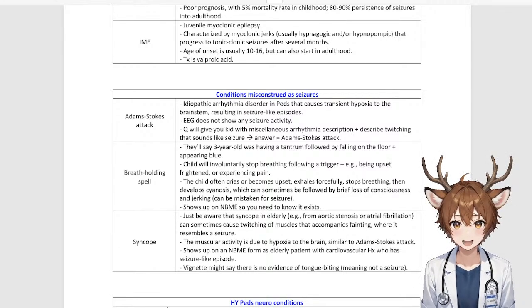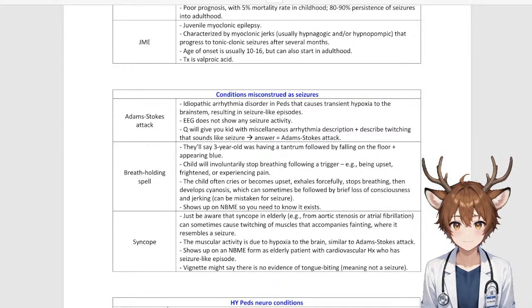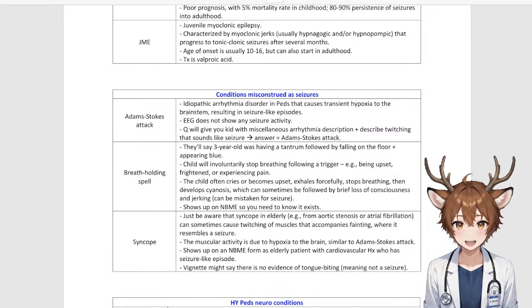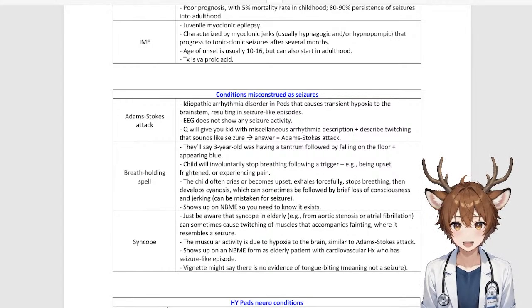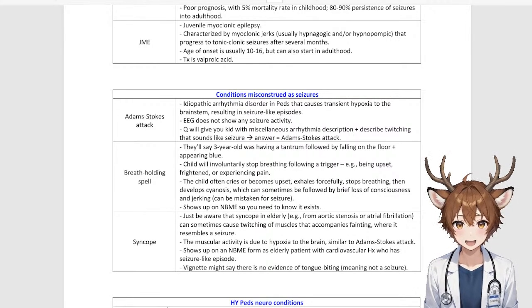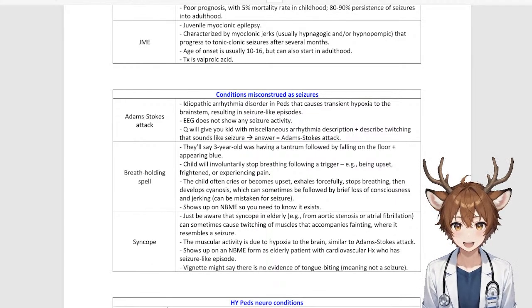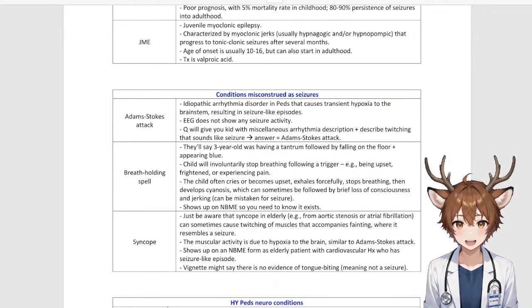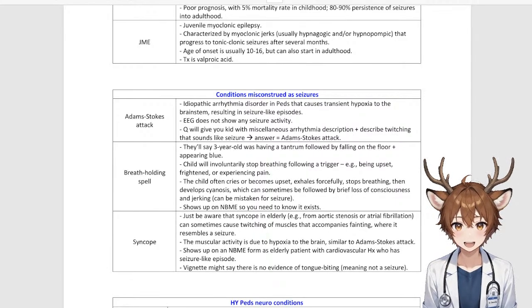What about breath holding spell? They'll say a 3-year-old was having a tantrum followed by falling on the floor plus appearing blue. The child will involuntarily stop breathing following a trigger, that is to say being upset, frightened, or experiencing pain. The child often cries or becomes upset, exhales forcefully, stops breathing, and then develops cyanosis, which can sometimes be followed by a brief loss of consciousness, and jerking can be mistaken for a seizure. Shows up on NBME, so you need to know it exists.